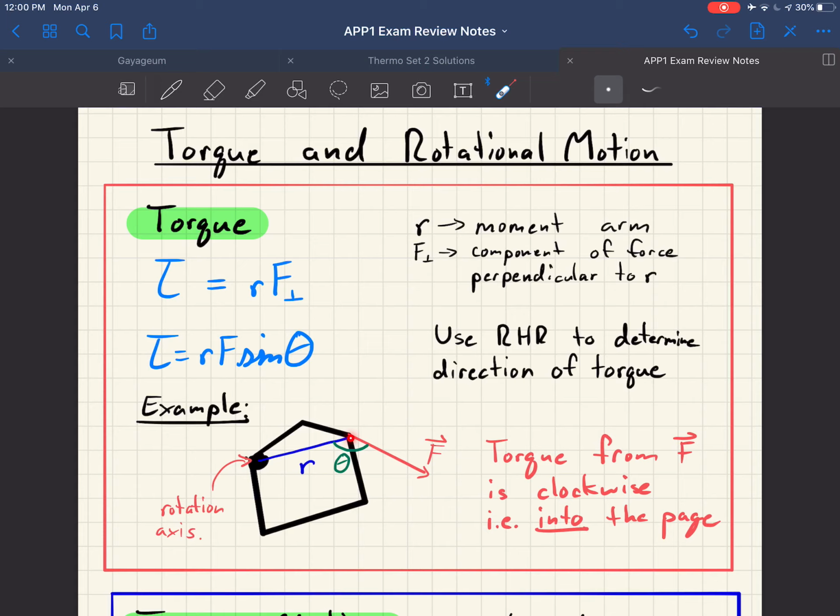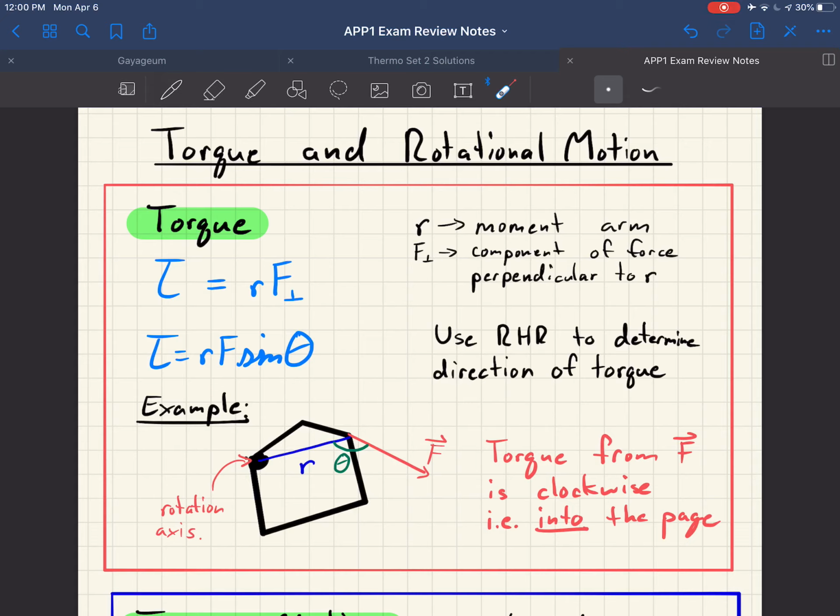And it's calculated if we have some object and some point that is a rotation axis. So let's say the object is fixed to rotate about this point. If we exert a force on that object, the torque from that force can be found by taking the moment arm, that's the distance from the rotation axis to the point where the force acts, and multiplying it by the perpendicular component of that force. We could write it like this, for example. This would be another way of writing it.